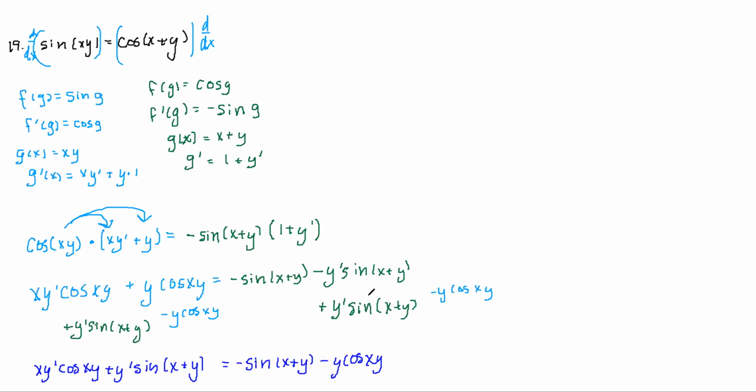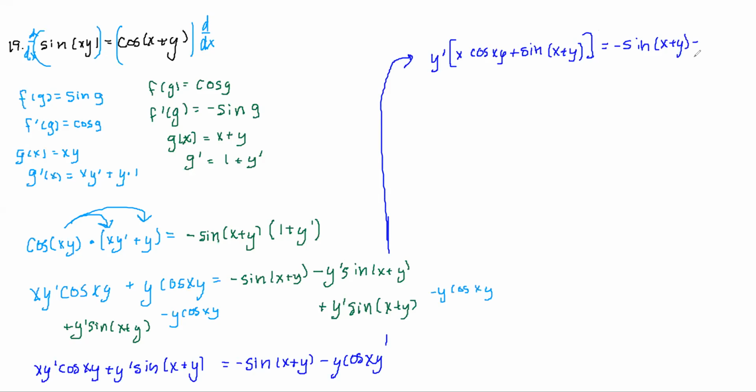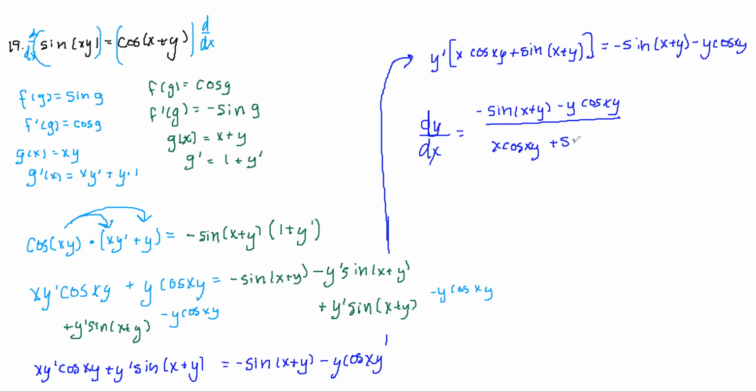Okay, I'm going to go back up here. I have room on my tablet to draw the arrow. And I'm going to factor out my y prime. So this is going to be y prime times x cos xy plus sine x plus y is equal to negative sine x plus y minus y cos xy. I'm going to divide. And my answer is going to be this. Okay.